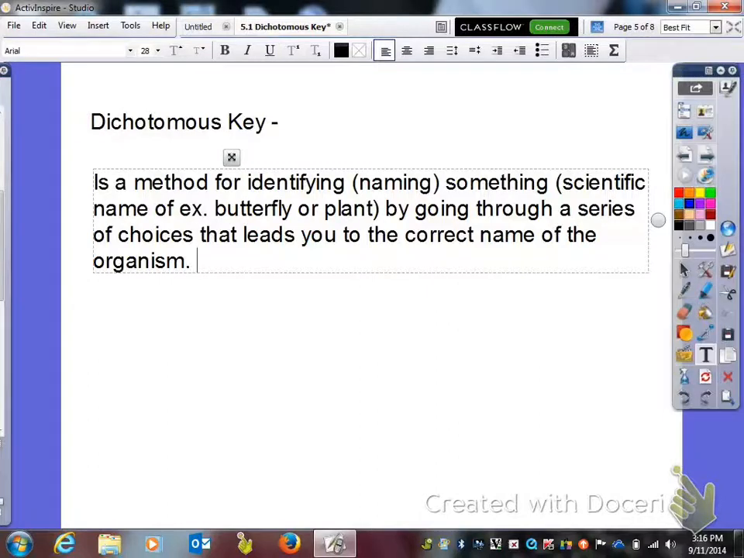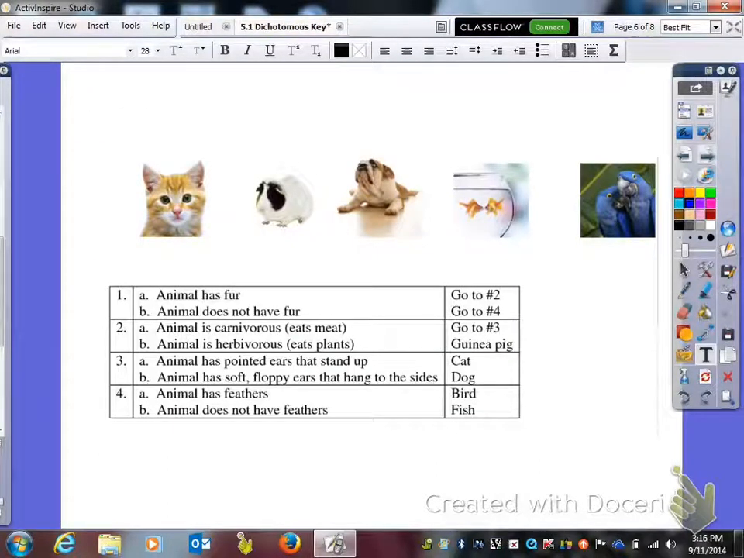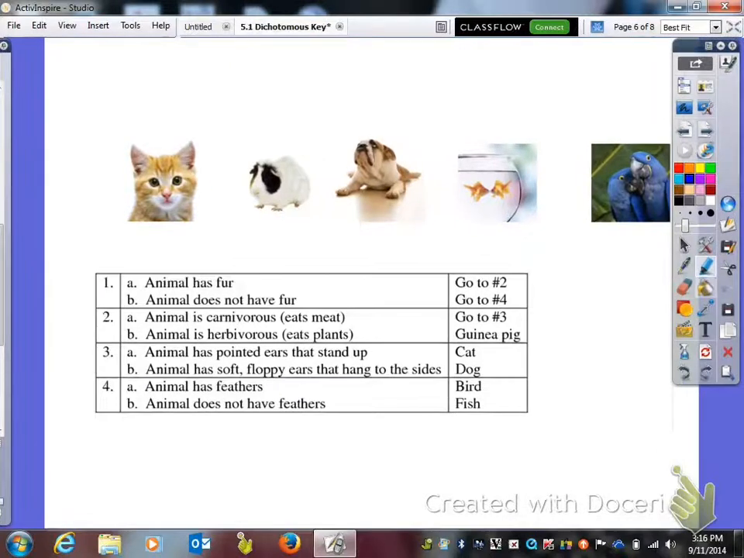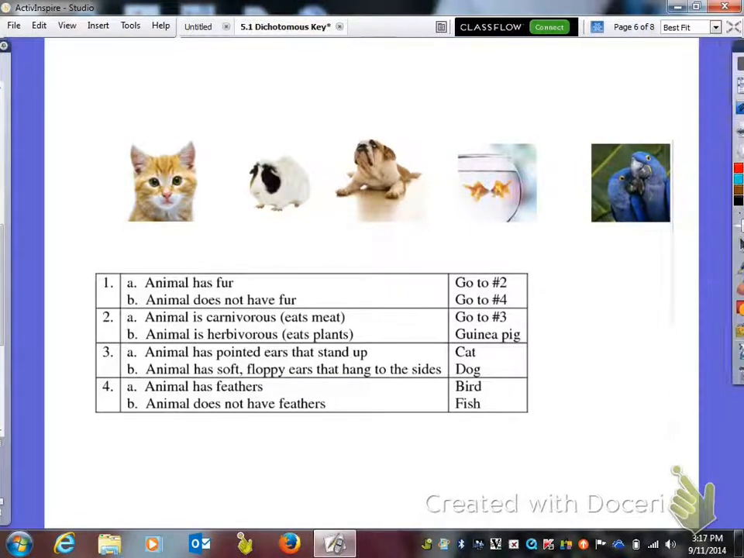Now we're actually going to look at a dichotomous key here, and I'll use blue the first time. We know what this is, but let's say we didn't know what this animal right here was. So we go to our dichotomous key, which is at the bottom here, and look at number 1: does our animal have fur, or B, animal does not have fur? This kitty cat has fur, so it says we go to number what? 2. Now we go to 2, and it says A, animal is a carnivore, which means that it eats meat, or B, is it an herbivore?